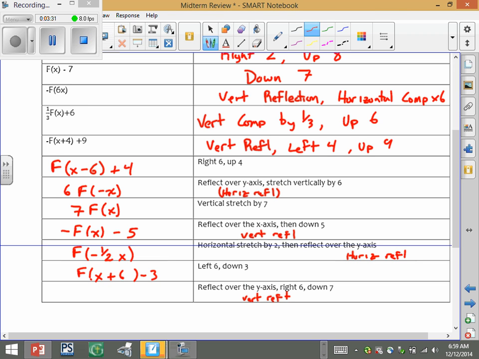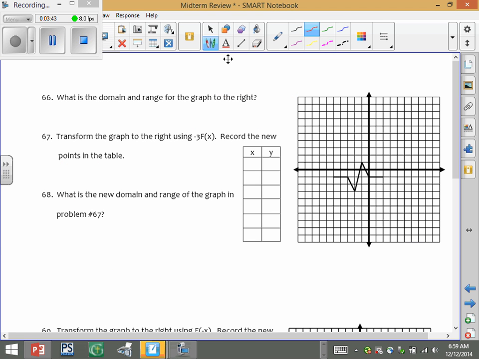Reflect over the y-axis, so that's a vertical reflection. So we got the negative f. Right 6 means we need to do minus 6. Down 7 will be minus 7. Make sure we can do this kind of stuff with actual graphs of functions. Put my characteristic points in here, anywhere it turns a corner.